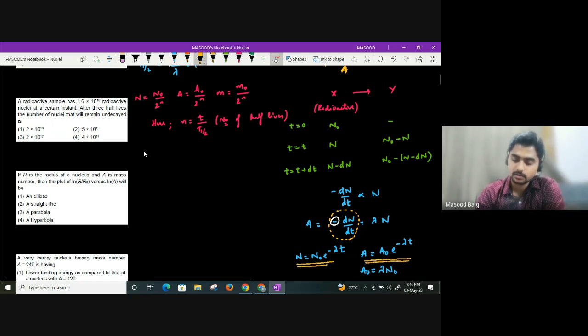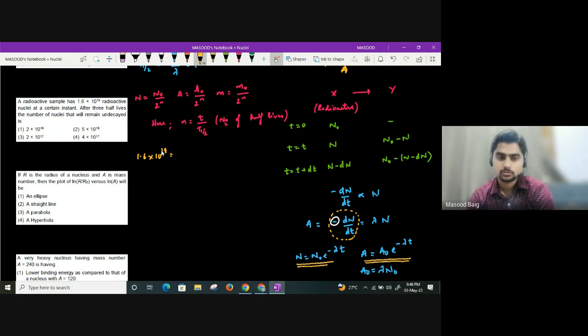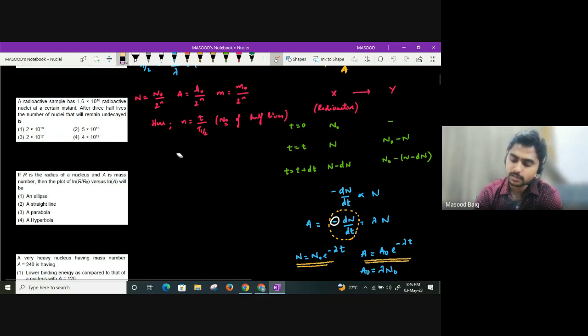So what we can take, beta? At some instant, this is the case. So I can write 1.6 into 10 power 18 will be equal to N value, how can you write? I don't know what that instant is. The radioactive sample has 1.6 into 10 power 18 radioactive nuclei at a certain instant, after 3 half-lives. Okay, you can do it, I guess. No, there's no need of doing this directly. That instant you assume it as t is equal to 0 only, guys.